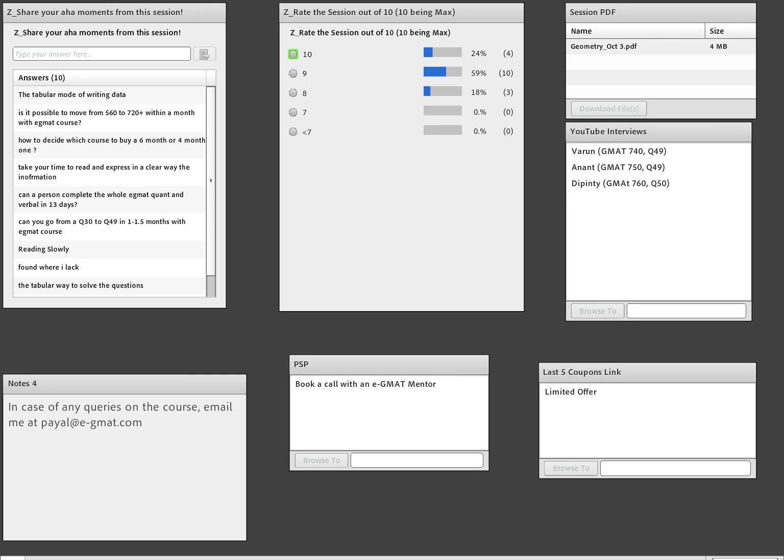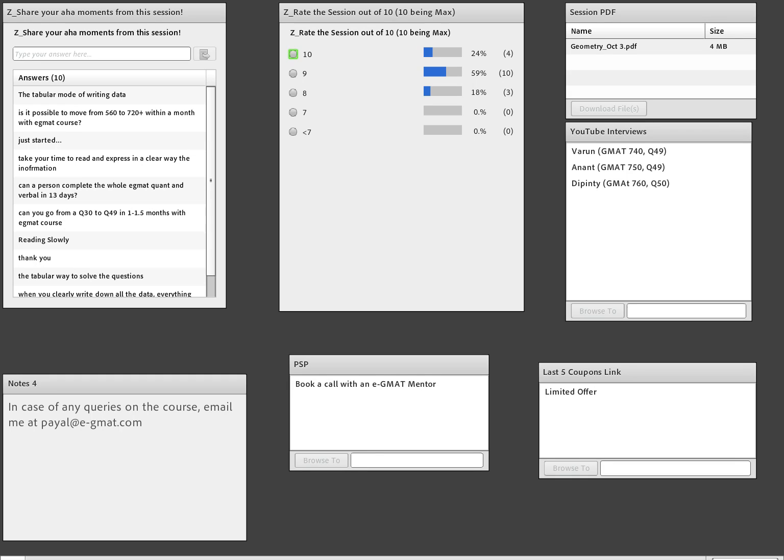How to decide which course to buy, a 6 month or a 4 month one? It depends, again, on what your current level is. I would say you can buy the 4 month course, and as you build your personalized study plan, as long as you're consistent, there is no reason why you would need to spend more money to buy a 6 month course. But yes, life happens. Maybe you get a project at work because of which your GMAT preparation takes a back seat. Then obviously those 4 months will get extended to 6 months. Again, what's your starting level? I would say you can go ahead with the 4 month course. Make sure that you're consistent in your study preparation, and make sure that you create your personalized study plan.